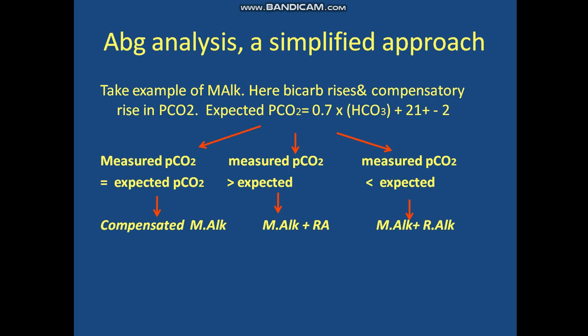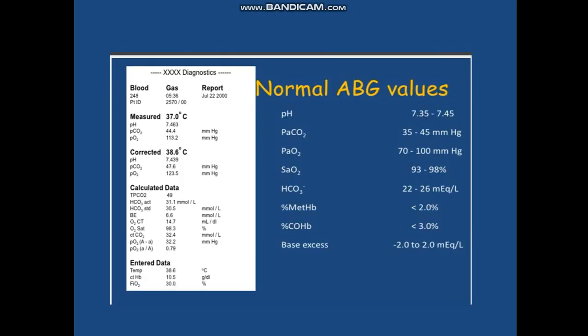Similarly, in case of metabolic alkalosis, again we calculate the expected PCO2. If the measured PCO2 is equal to the expected PCO2, it is a compensated metabolic alkalosis. And if the measured PCO2 is more than the expected, it is metabolic alkalosis plus respiratory acidosis, because this PCO2 is rising because of a respiratory acidosis component also. Now if the measured PCO2 is less than the expected PCO2, more carbon dioxide is being washed out. So therefore there is respiratory alkalosis along with metabolic alkalosis. Now this is a typical ABG report.